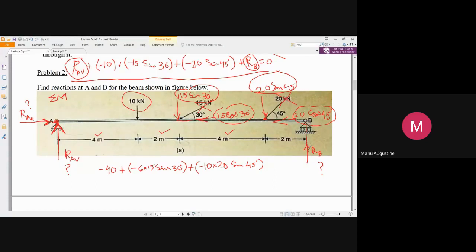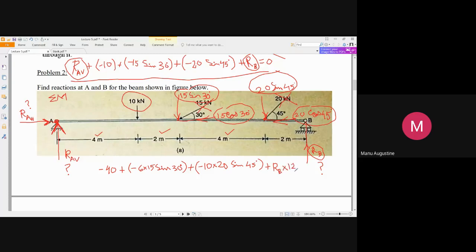Now the last force, RB. RB is acting vertically upwards at a distance of 4 plus 2 plus 4 plus 2, which is 12 meters. What is the direction of this moment, clockwise or anti-clockwise? Anti-clockwise, so this is positive. We don't have to use a minus sign. I will simply put RB, the force, multiplied by the distance, that is 12 meters.